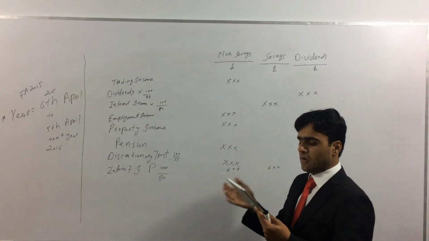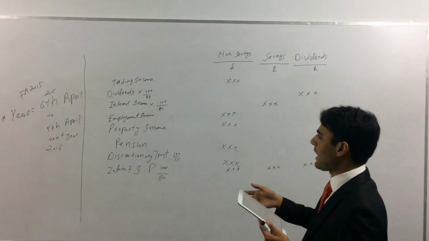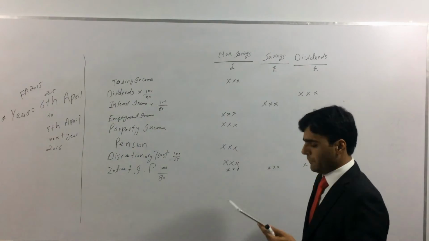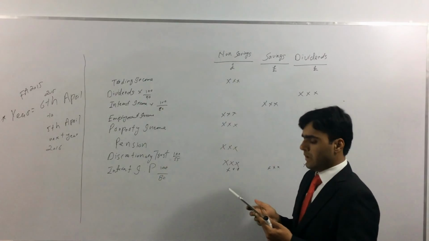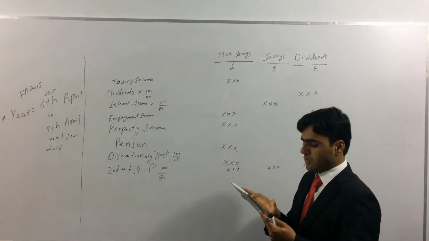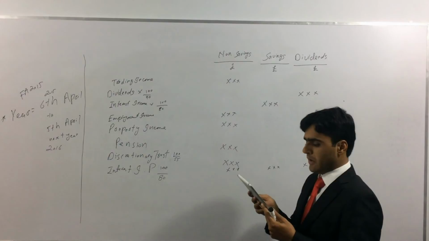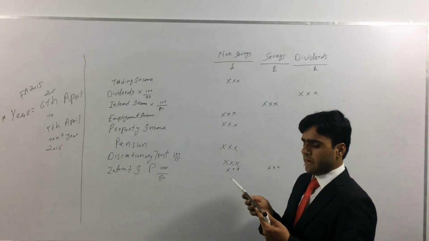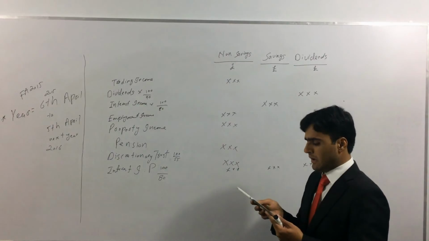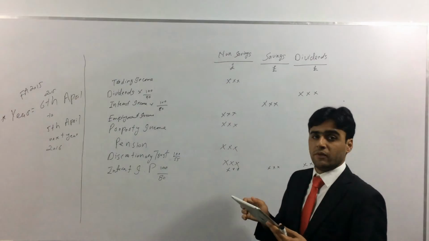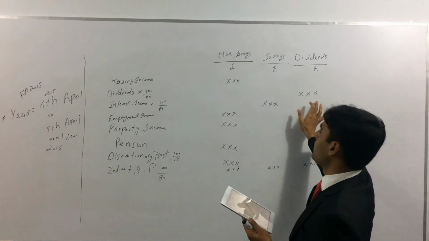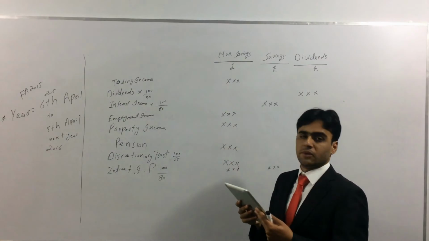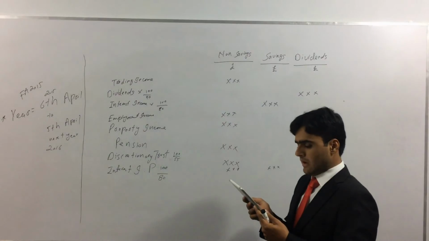Interest income is 100 by 80, because 20% tax is paid here. If you look at the board, 20% tax is paid here. That's why we write it down as 100 by 80, and it will always go into the savings because it is interest income. Now the next one is dividends, 100 by 90, and it will always go into the dividends, like here, and it is 100 by 90 because 10% tax is paid on that.